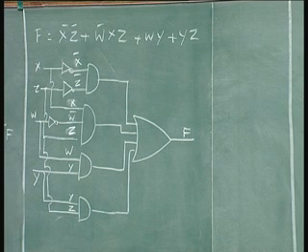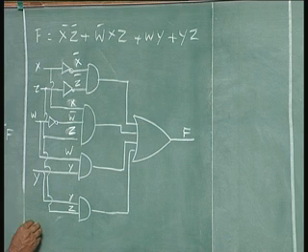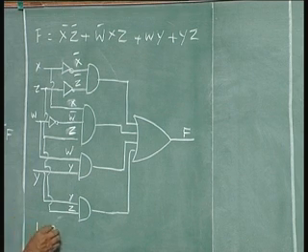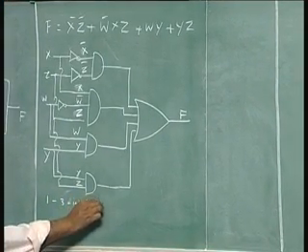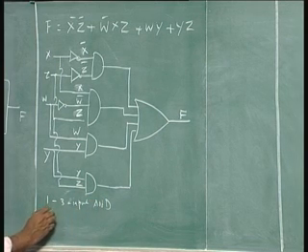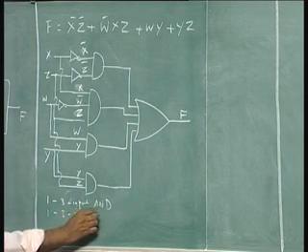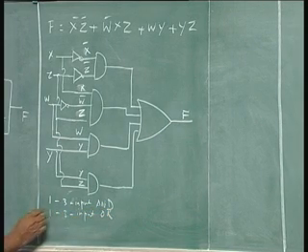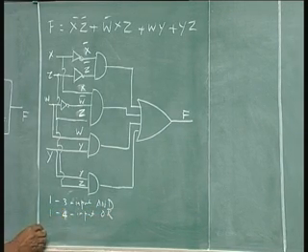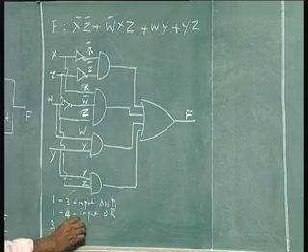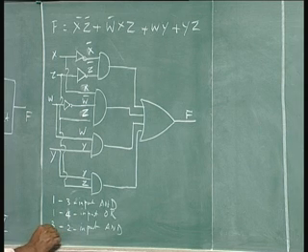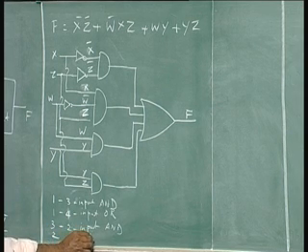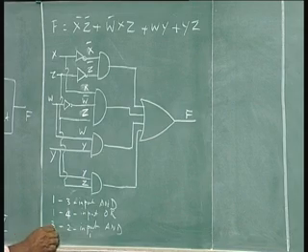So, it requires 1, 2 input, 1, 3 input AND gate, one 3 input OR gate. Oh, I am sorry, 4 input OR gate, 3 2 input AND gates, and how many inverters? 2 inverters. 2 or 3? 3 inverters. This is the inventory.